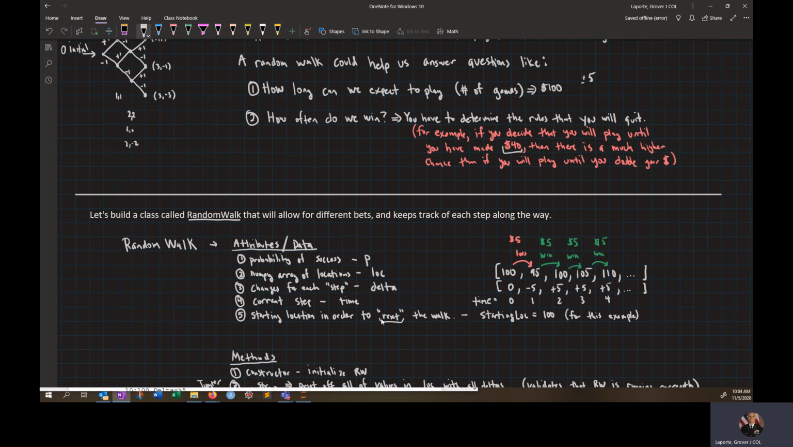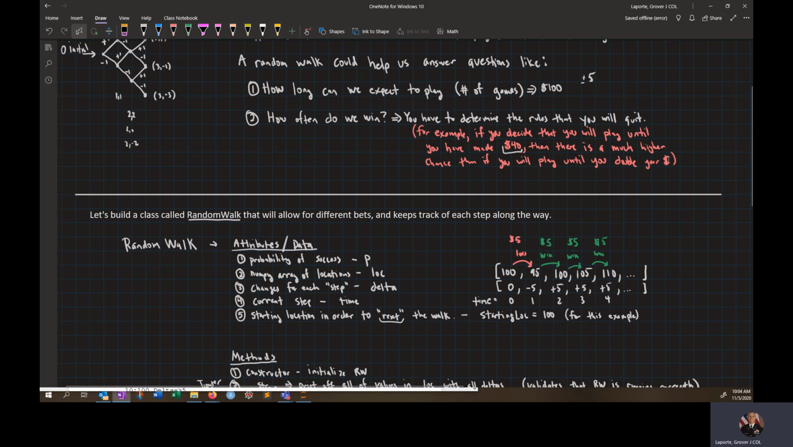And then finally, the starting location. The starting location is going to allow us to reset. So I'm going to put the starting location at 100, because that's where we started for this example, but it could be any number. So that when I hit the reset button later on, when we talk about doing that, I know where to put my starting location.